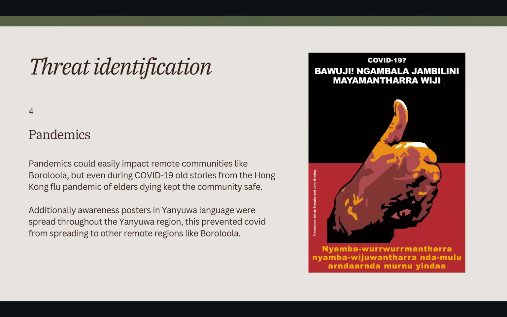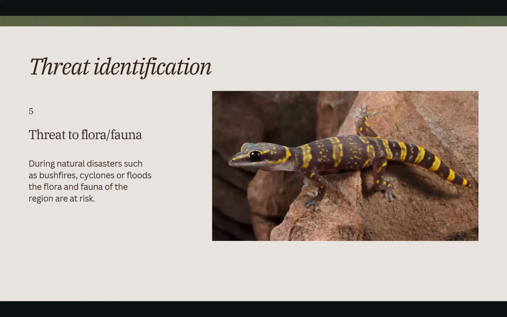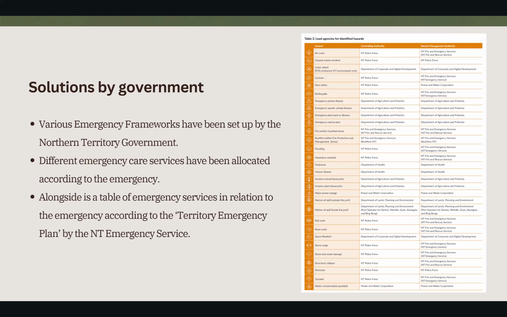Pandemics can easily impact remote communities. One such example is during COVID-19, when posters were introduced in the Yanyuwa language and spread throughout the region, which prevented COVID from spreading to other remote regions. Threat to flora and fauna. During natural disasters such as bushfires, cyclones, or floods, the flora and fauna of the region are at risk.